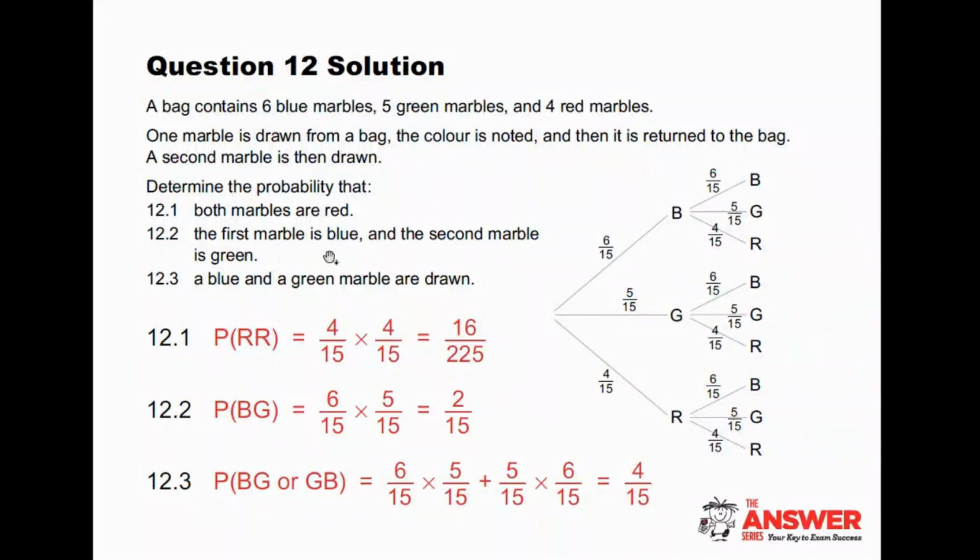The first marble is blue. The second is green. So that means I'm doing blue, green. So it's 6 over 15, 5 over 15. Along the branch, I multiply, and I get my answer. A blue and a green. So it's blue, green. I could also have green, blue. So it's 6 over 15 times 5 over 15 plus 5 over 15 times 6 over 15.